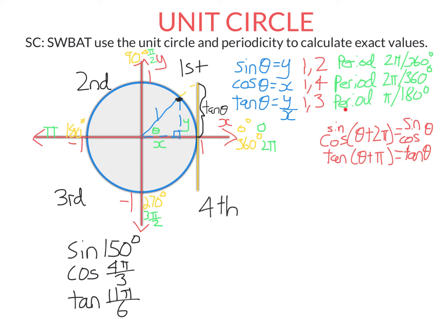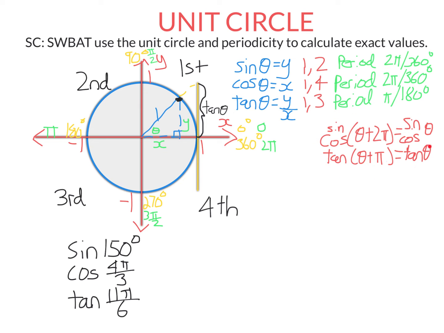Now, tan actually does follow that rule as well. If you add 2 pi, you won't change the angle, but tan actually has a period of pi. What that means is if you add 180 degrees to an angle, you won't change the tan of that angle. So tan of 10 is the same as tan of 190. Tan of 120 is the same as tan of 300.